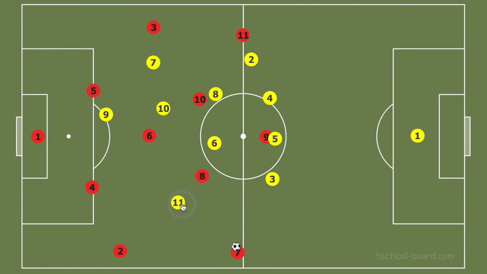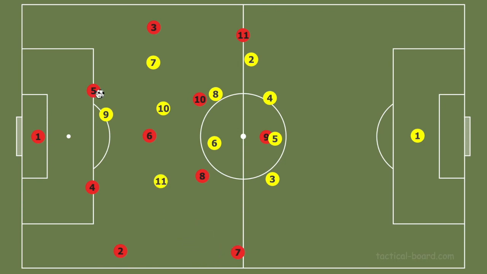When this number 11 comes back to help press, he is going to either take the straight line to help press right away, or if he is going to try to cut off a passing lane into either the number 8 or the number 2, he's going to have to curve his run so much that he's essentially not going to be able to help press.